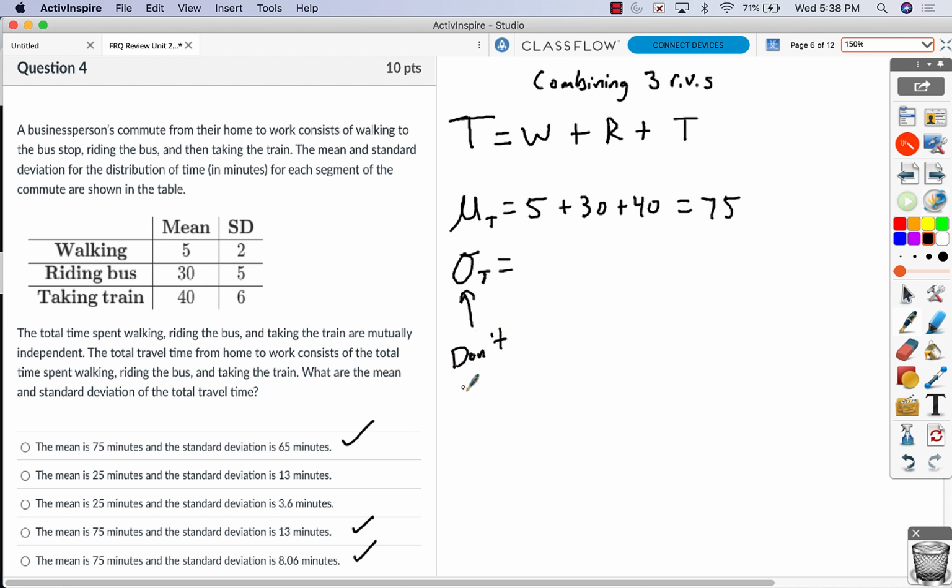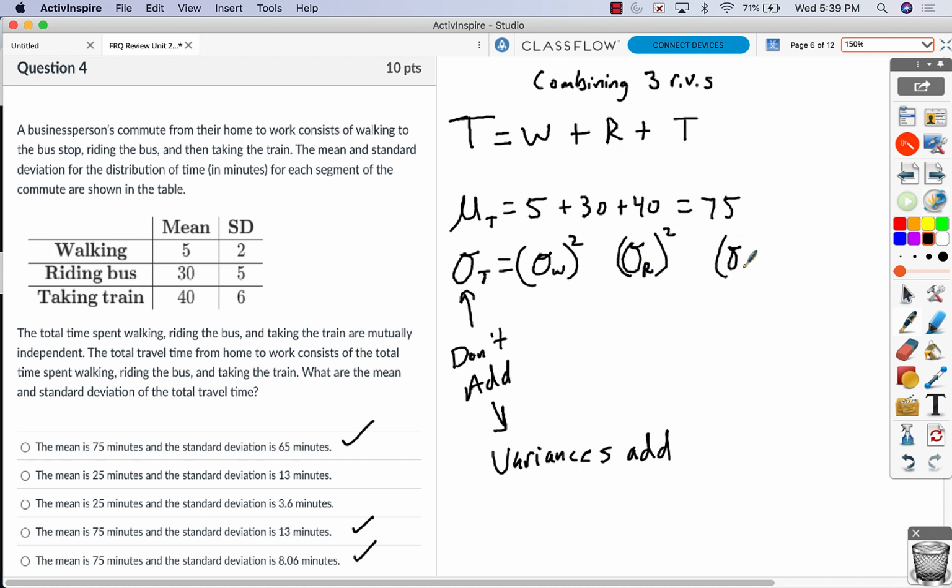They don't add. Variances add. So then you're like, well, what's the variance? The variance is the standard deviation squared. So what you need to do is take the standard deviation of W and square it. Then you need to take the standard deviation of the time it takes to ride and square it. Then you need to take the standard deviation of the train and square it. Then you need to add them all. And once you get the sum of all these, this is the variance. So the sum of all these three numbers is the variance.